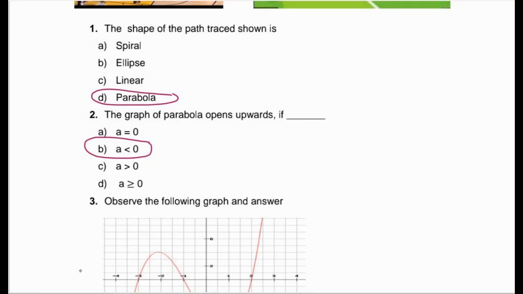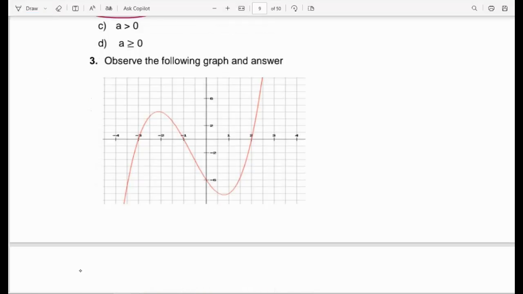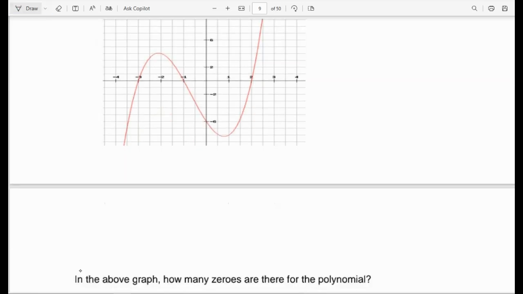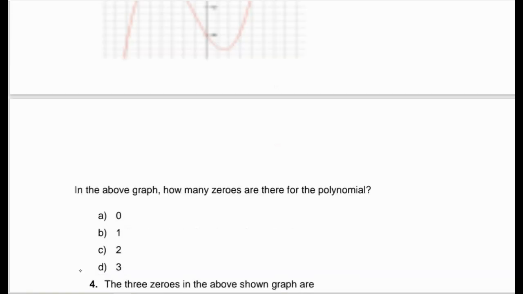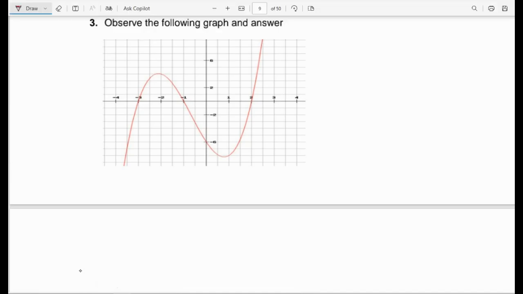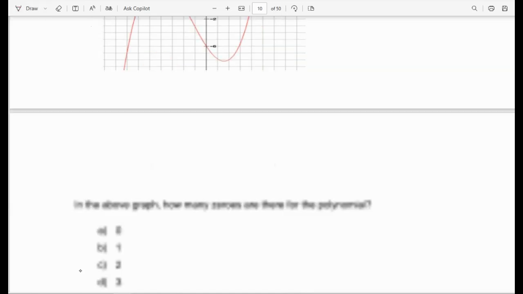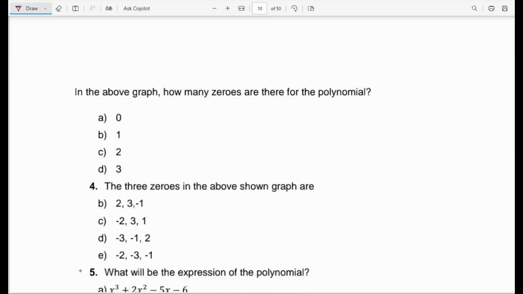Then the next one is: observe the following graph and answer. In the above graph, how many zeros are there for the polynomial? In this we can see we have 1, 2, 3, so 3 zeros, that is -3, -1 and 2. So here we have 3 zeros.